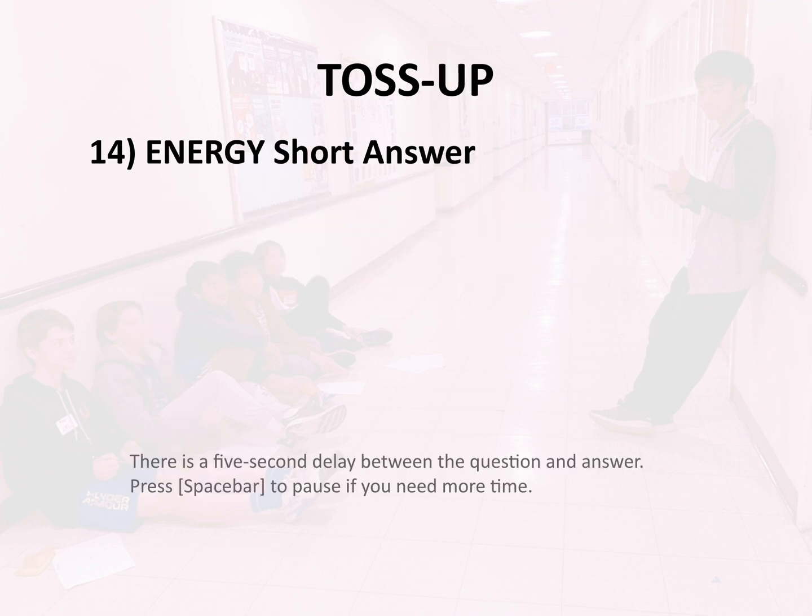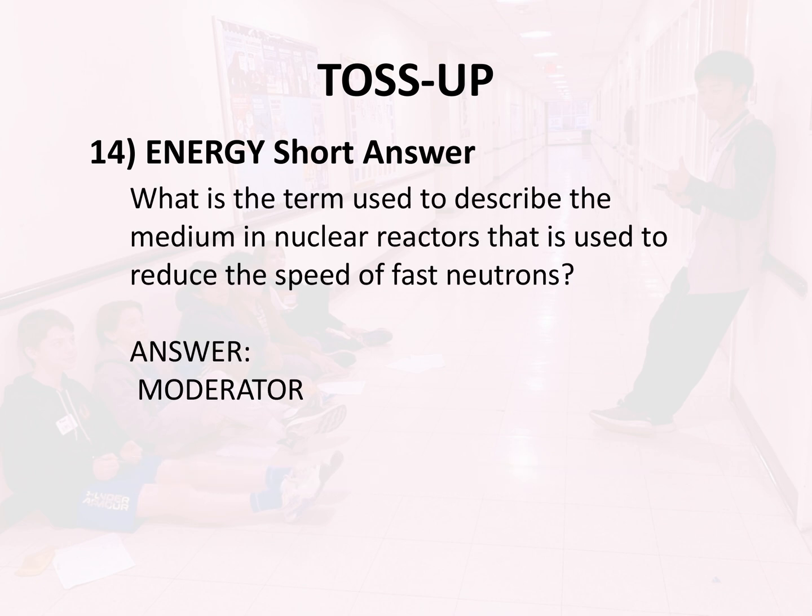Toss-up 14. Energy short answer. What is the term used to describe the medium in nuclear reactors that is used to reduce the speed of fast neutrons? Answer. Moderator.